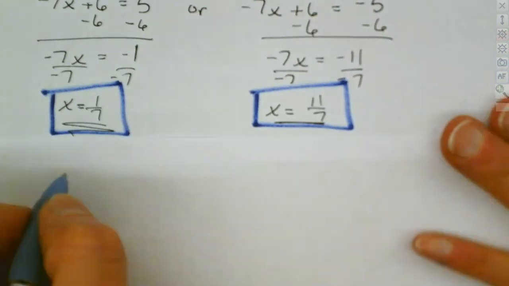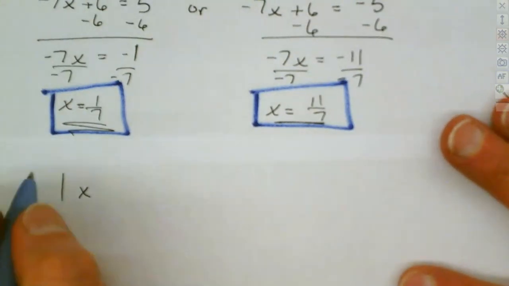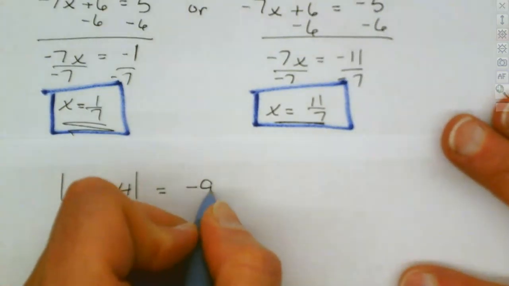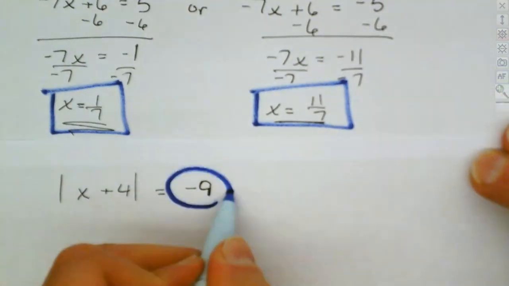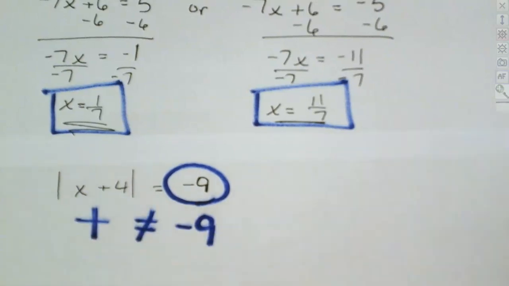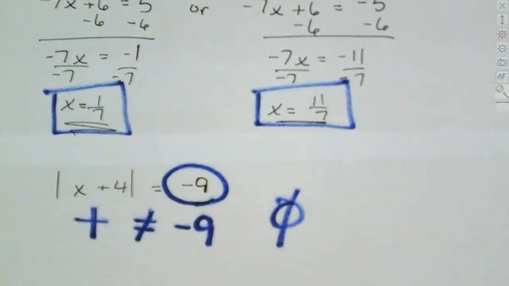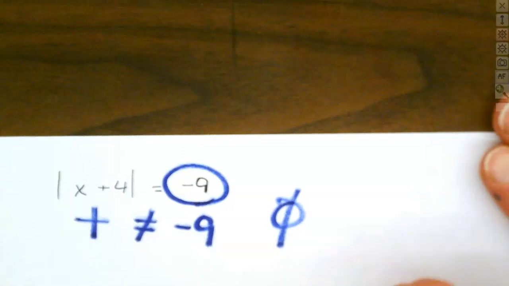So, if I gave you something like this, how about the absolute value of x plus 4 equals a negative 9? Can that ever happen? No, because absolute values must be positive, and can positive numbers ever equal a negative 9? No. So that has no solution. We're going to do several of these just to make sure that I reinforce that concept.